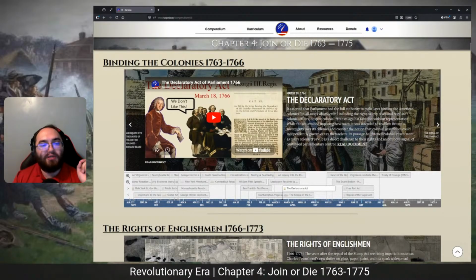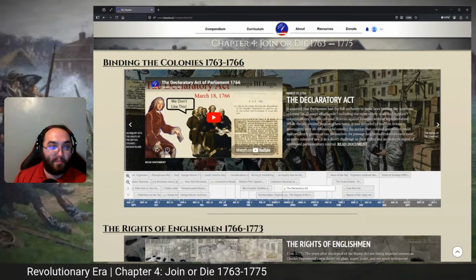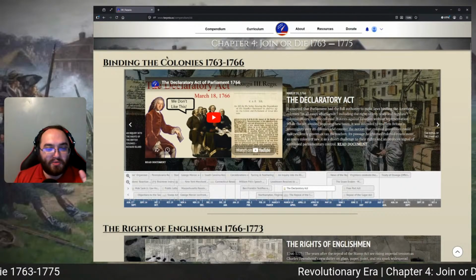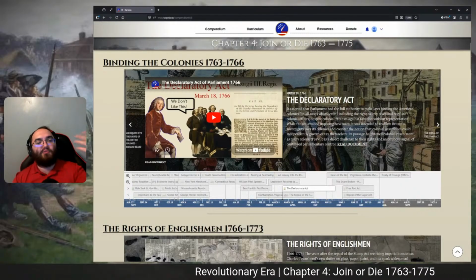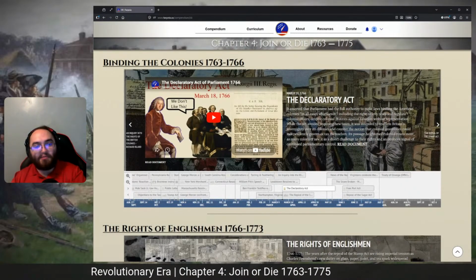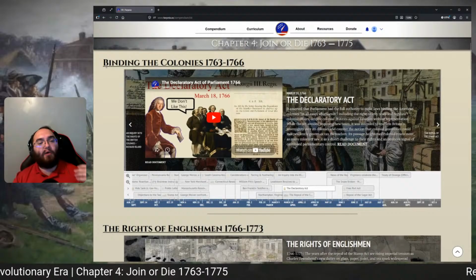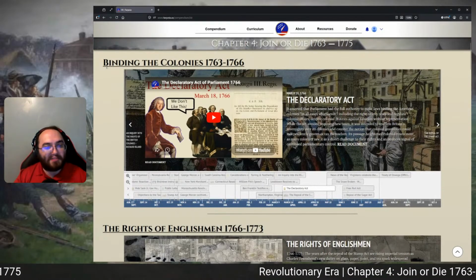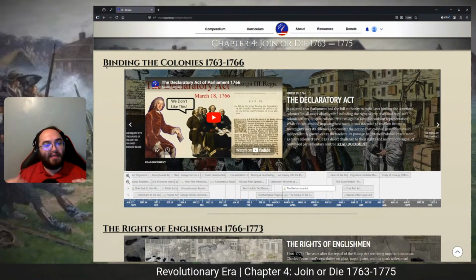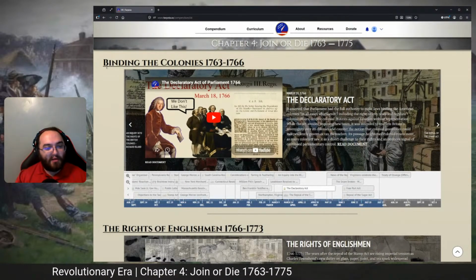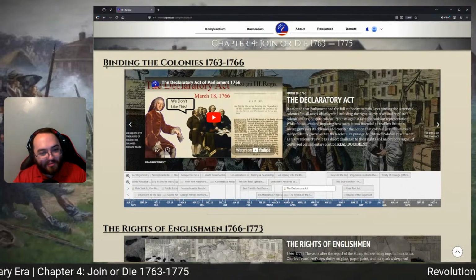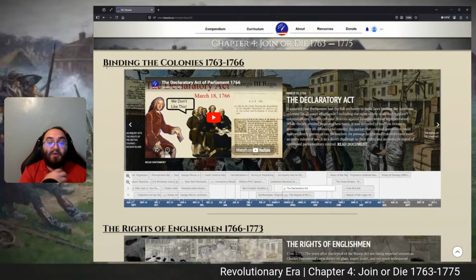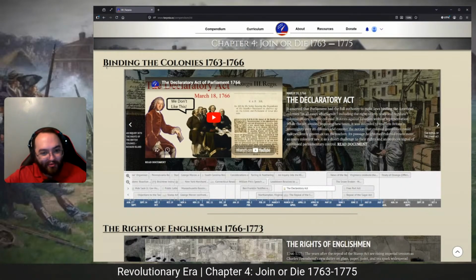Binding the colonies in all cases whatsoever. So, binding the colonies. This is a play on words, because not only is it directly referencing the Declaratory Act, but it's also talking about how the colonies themselves were binding together in the Stamp Act Congress. So Parliament and its policies of binding the colonies under the authority of Parliament were also binding the colonies to each other to fight Parliament.